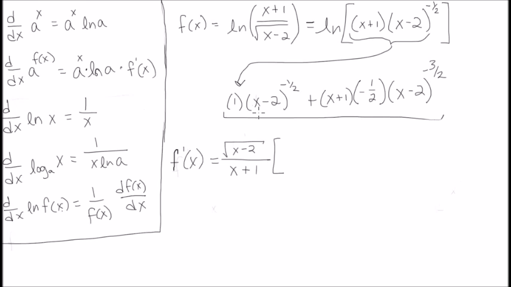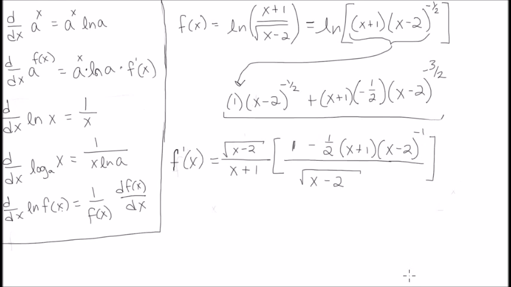And I'm going to notice that this x minus 2 to the negative 1/2, I can actually factor it out. And since it's on the bottom, that will be the square root of x minus 2. On the top, I have 1 minus 1/2 times x plus 1 times x minus 2 to the negative 1 power. There are a lot of similar terms here, so I need to go ahead and keep simplifying. Notice that my x minus 2 square rooted cancel one another out.